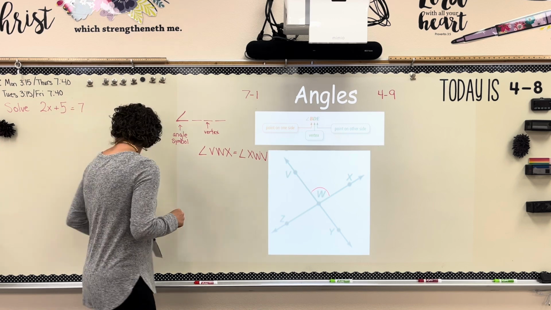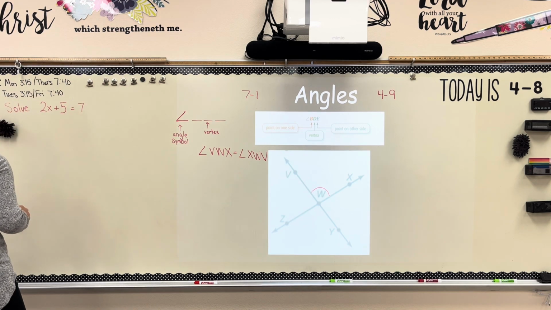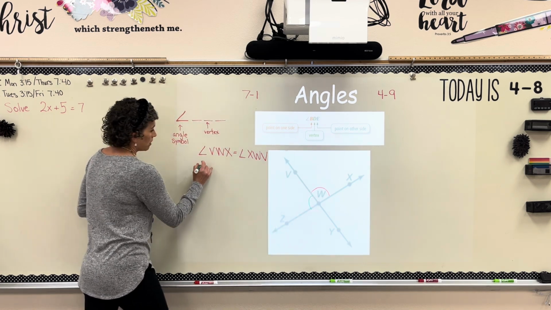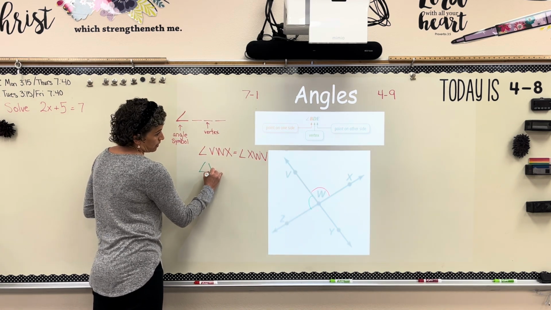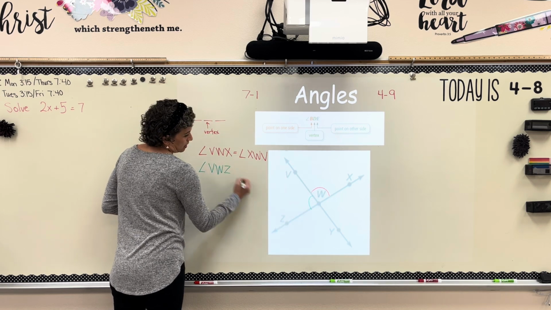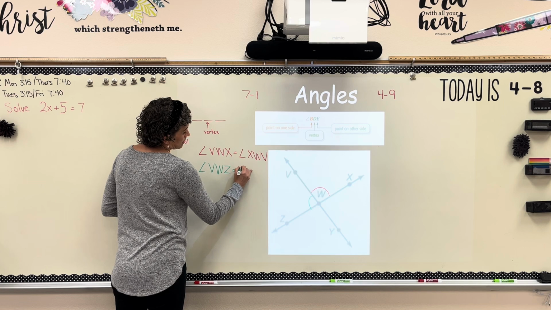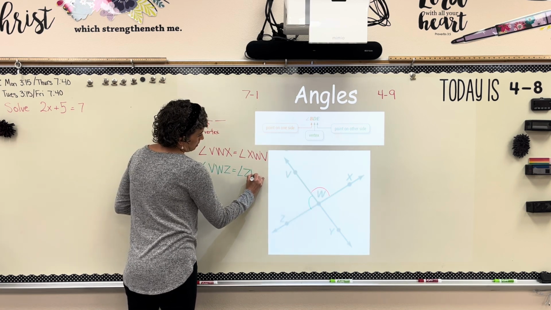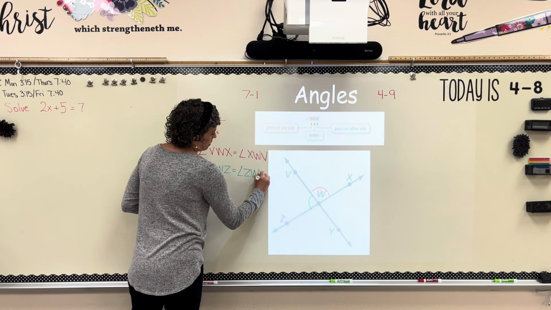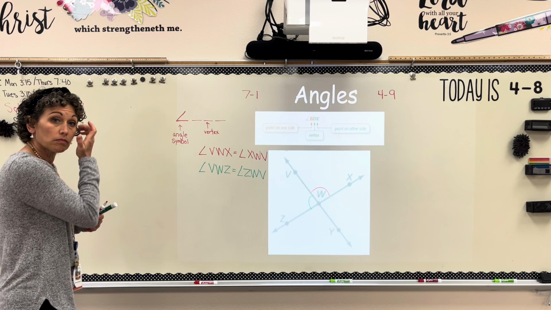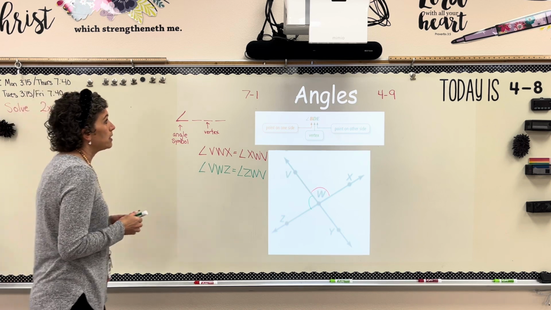Okay. If we wanted to try another one, we could look at, let's say this one. This angle we could write as V, W is the vertex, Z. This is exactly the same as saying Z, W, V. Okay, so same thing. Now that is just how to name angles.